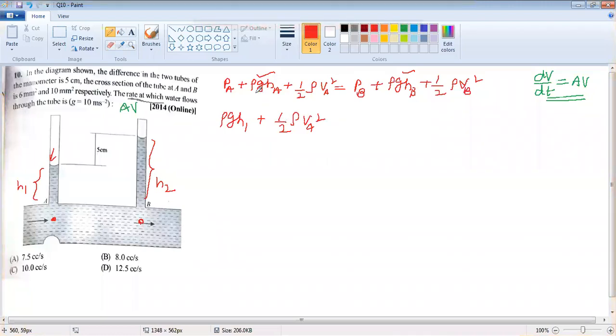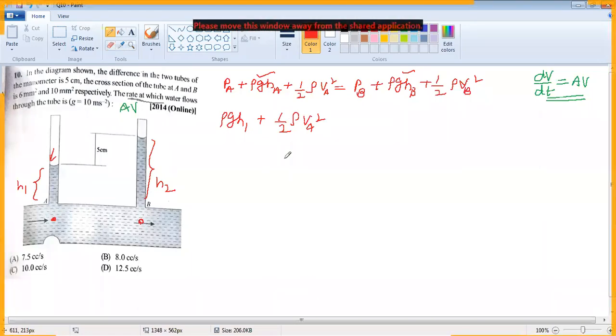So please don't get confused. This rho GH is nothing but the potential energy; we are taking the reference. Once these two points are at the same reference level, the potential energies are same. So when the potential energies are same, what will happen now? This one and this one will be cancelled. This is different and this is different.